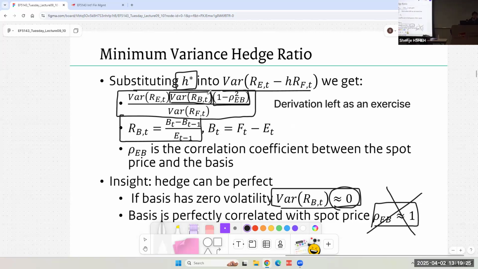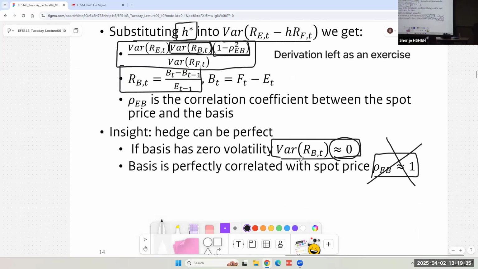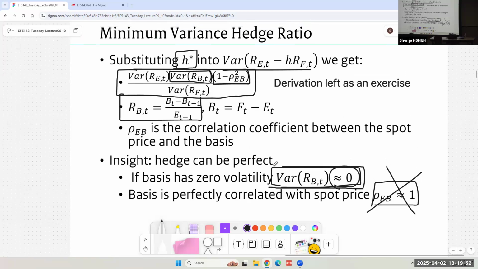One is that the variance of the basis return is close to 0, or the correlation coefficient between the basis return and the underlying asset is close to 1. Empirically, as you can imagine, this is probably not going to work. You can check yourself, but offhand, there's very little reason why these two things should be close to perfectly correlated. Your best bet, therefore, is to choose a futures or forward contract such that the basis return variance is very low. So low volatility basis return is what you should look for.